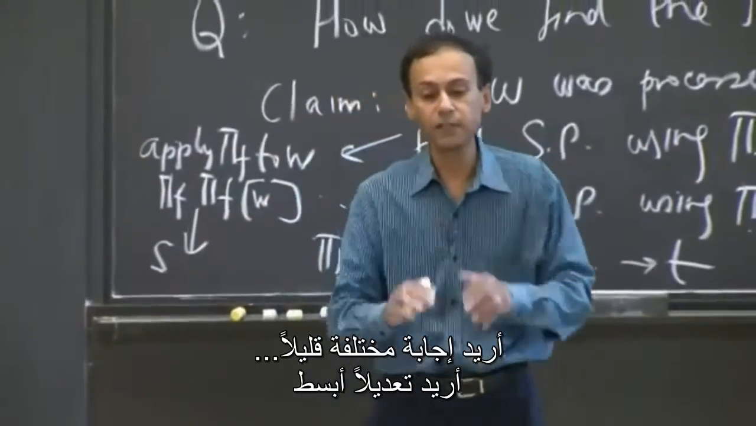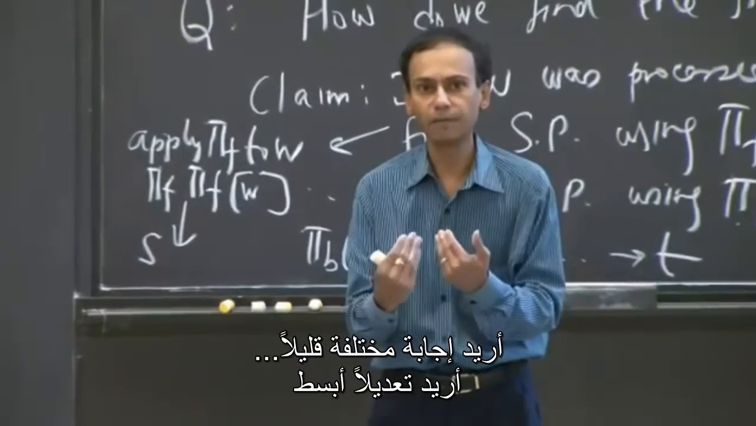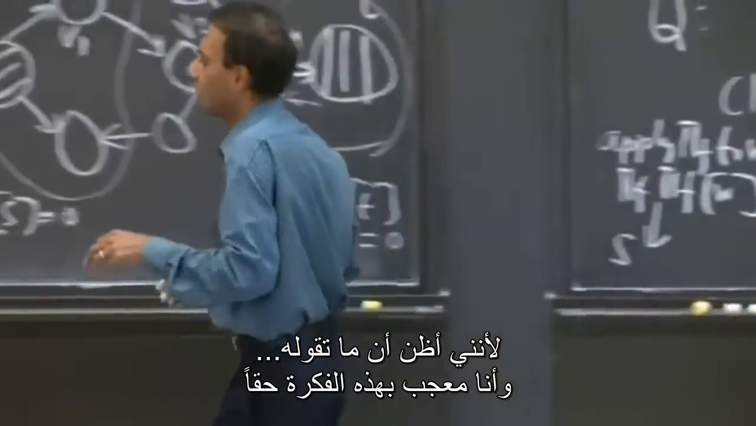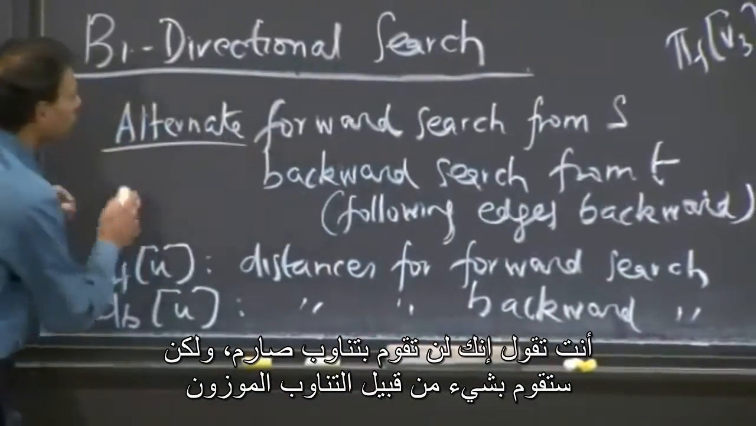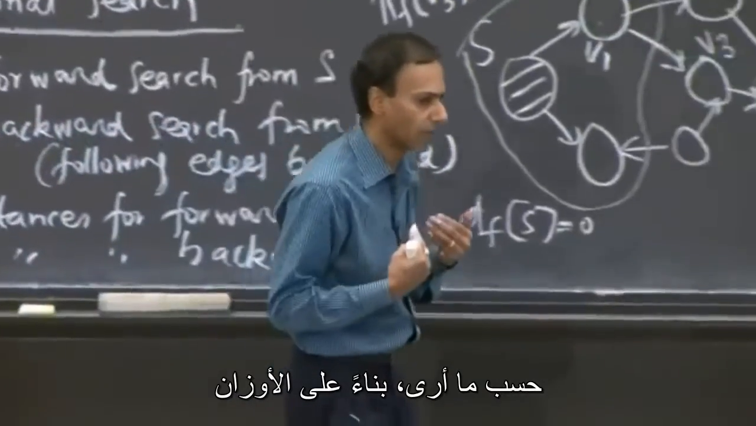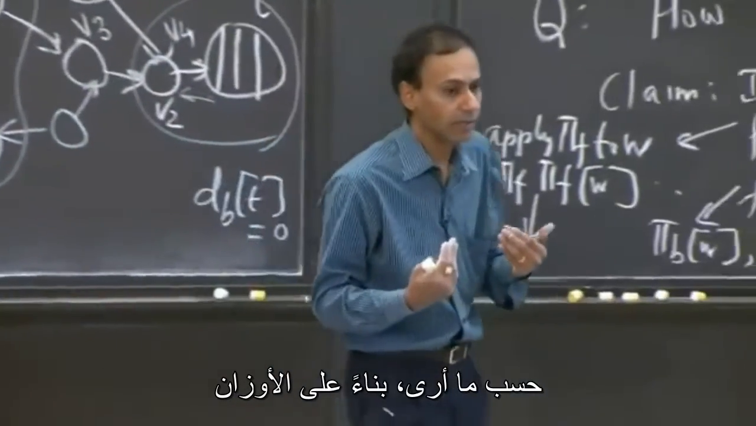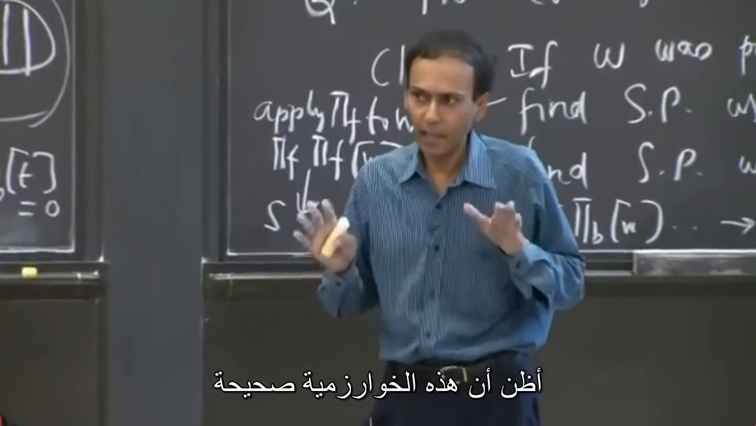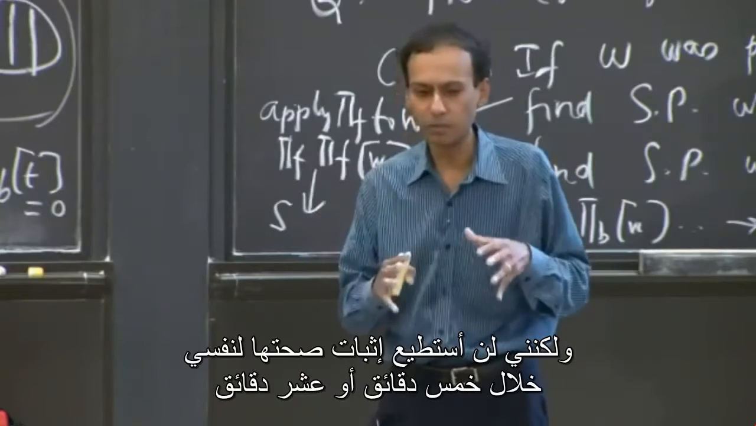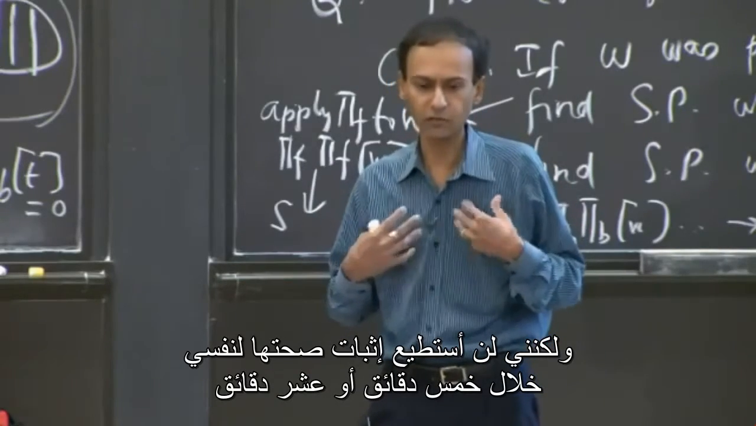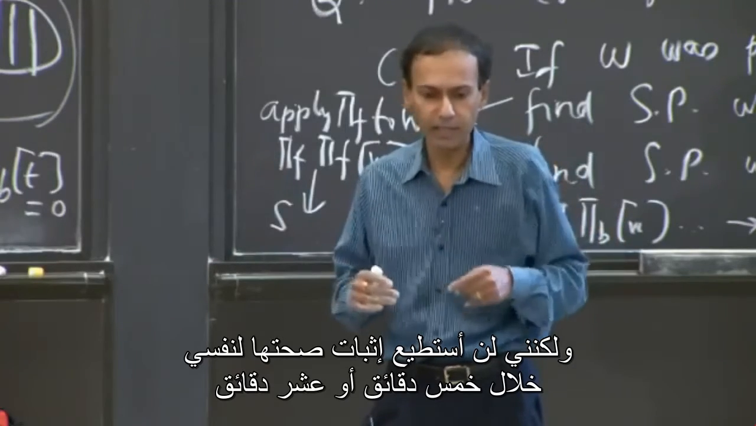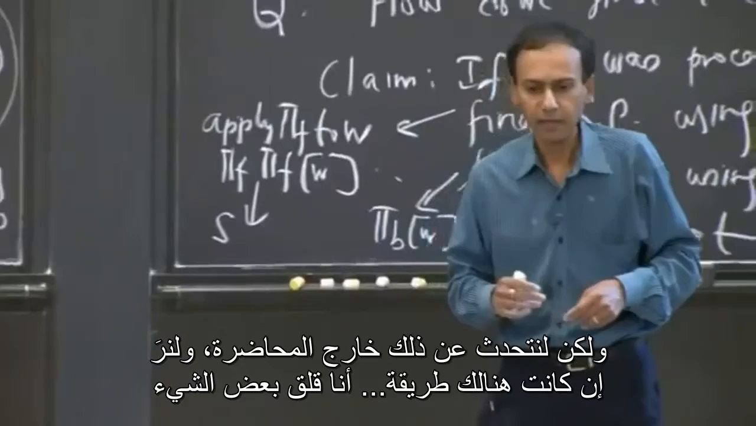I want a slightly different, simpler fix, because I think what you're saying here, and I actually do like the idea, is that you're not going to do strict alternation, but some sort of weighted alternation, based on the weights. I think there's an algorithm there that's correct. I probably won't be able to prove that it's correct to myself in 5 or 10 minutes, but let's talk about that offline and see if there's a way.